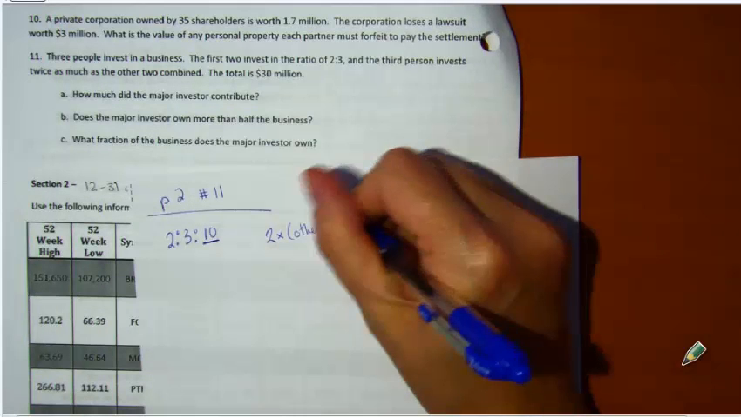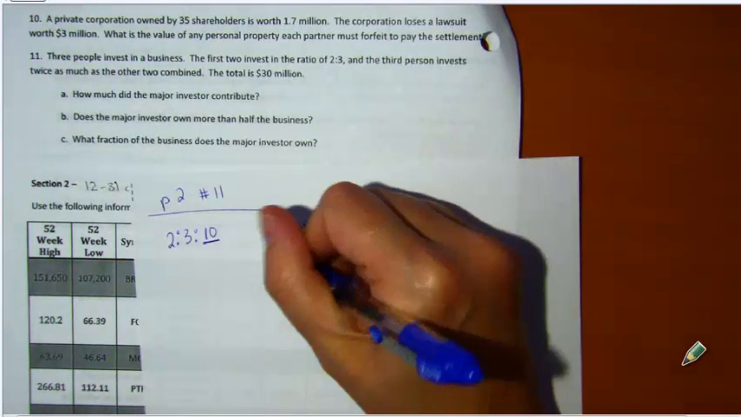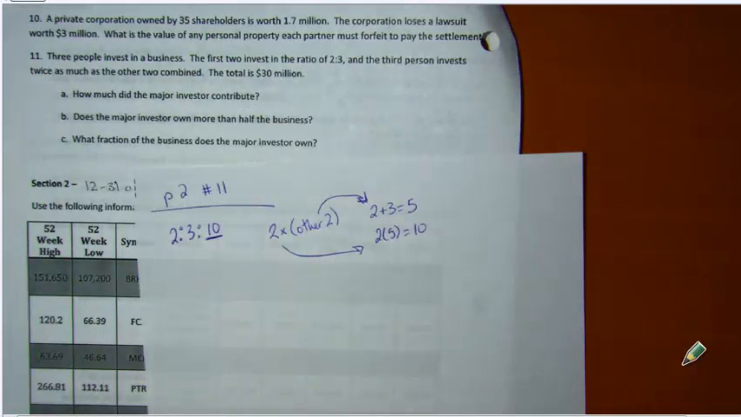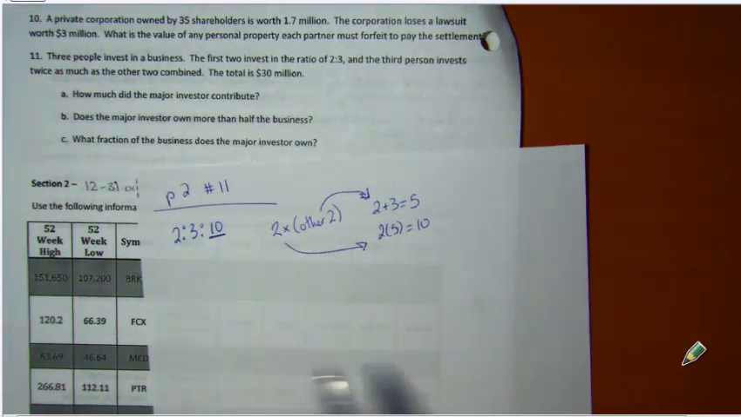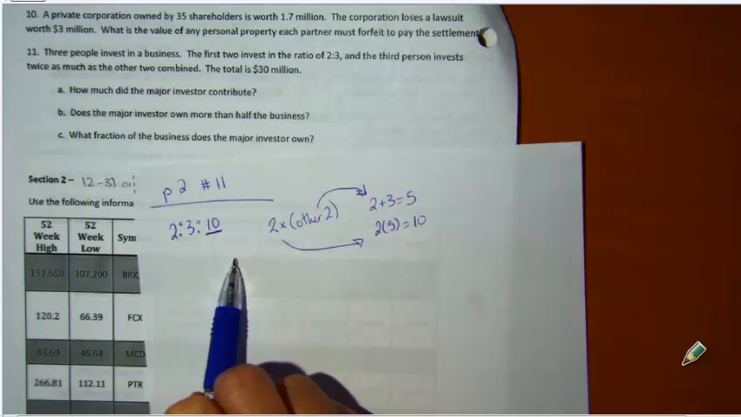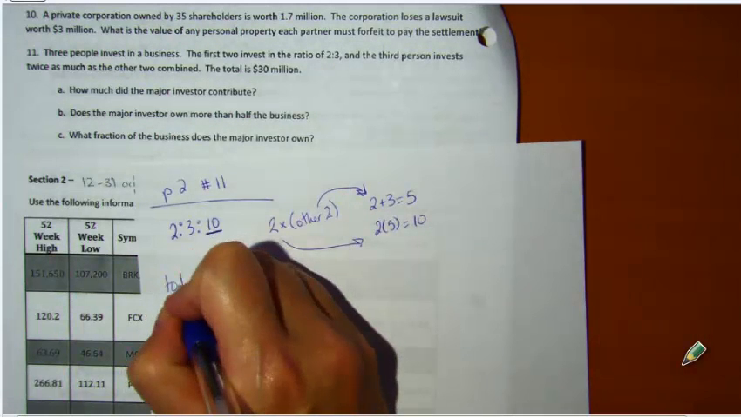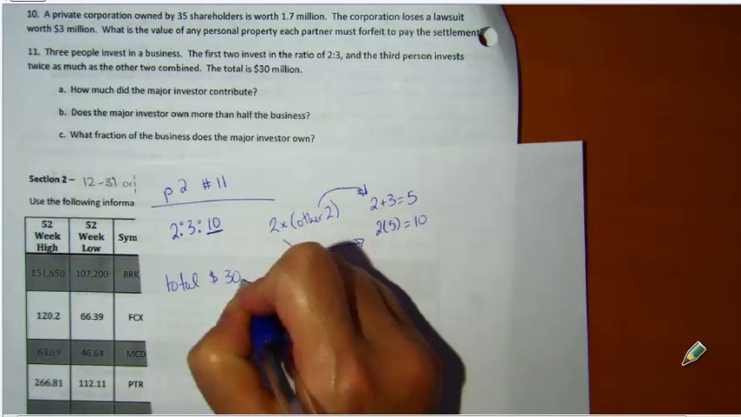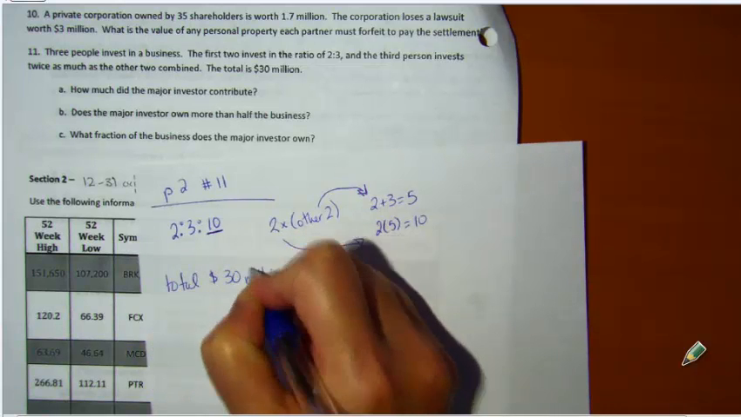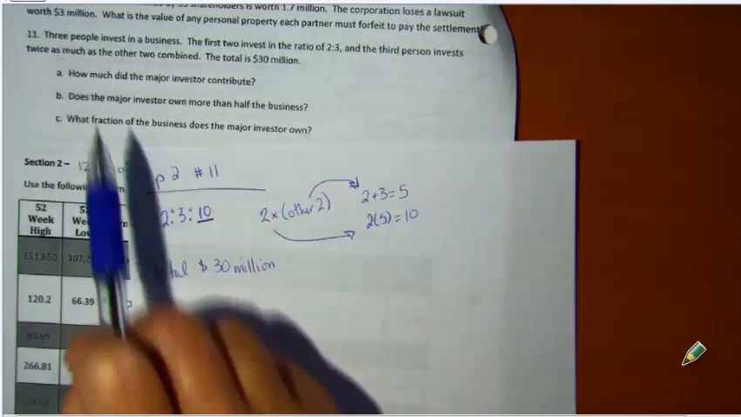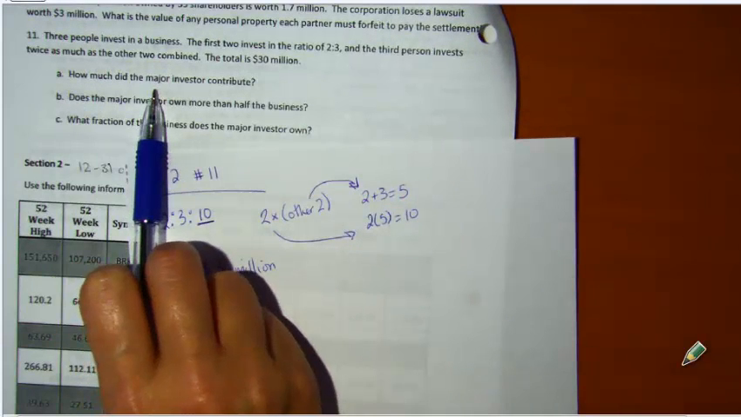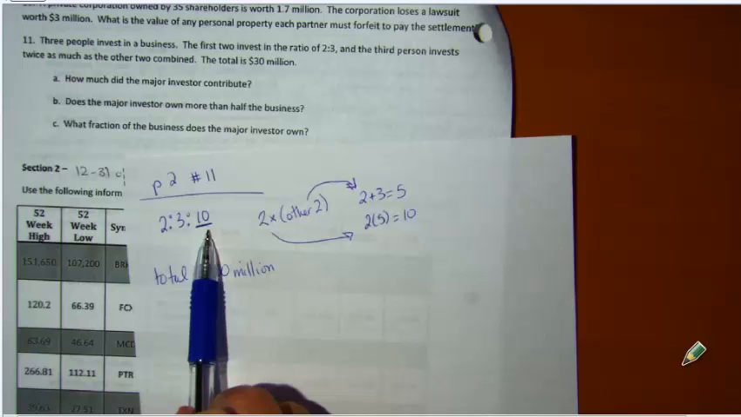Okay, so this is the other two, and this is the twice as much as that. Okay, so these are the ratios, 2 to 3 to 10. Total is 30 million. Okay. We want to know how much did the major investor contribute. Well, the major investor is the one that contributed the most, so the 10.